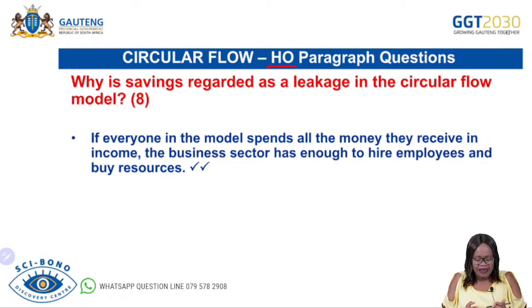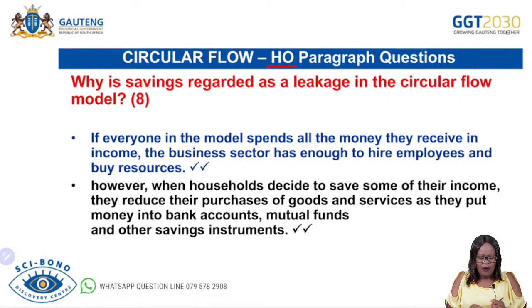If everyone in the model spends all the money they receive in income, it means that the business sector has enough money to hire employees and to buy resources. However, when households decide to save some of their income, it means that they reduce the amount of money that they are going to be spending to buy goods and services.